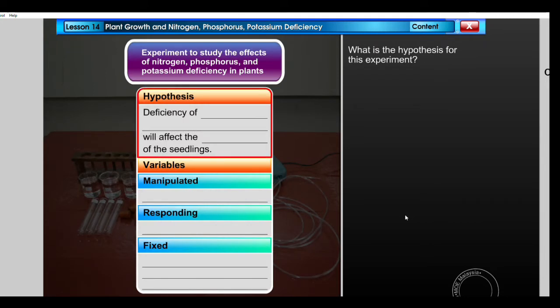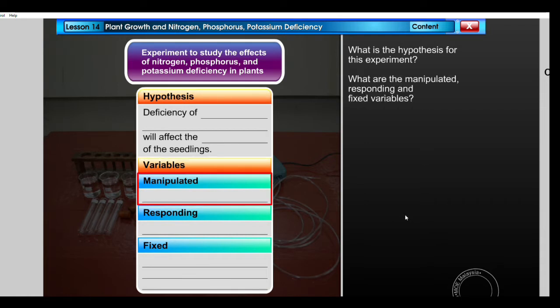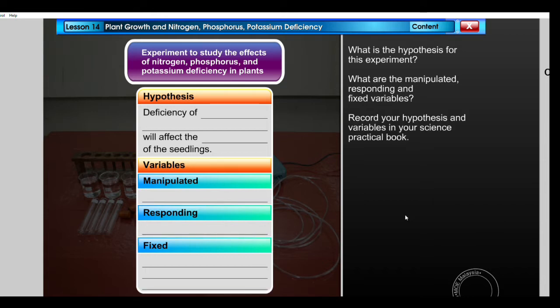What is the hypothesis for this experiment? What are the manipulated, responding, and fixed variables? Record your hypothesis and variables in your science practical book. Click Check Answer when you have finished.